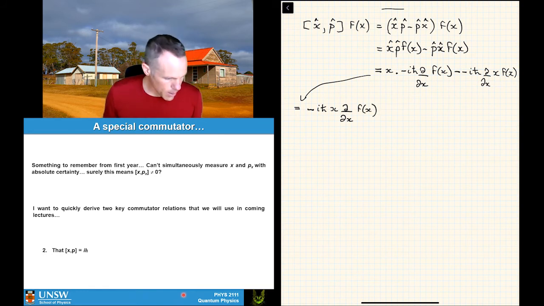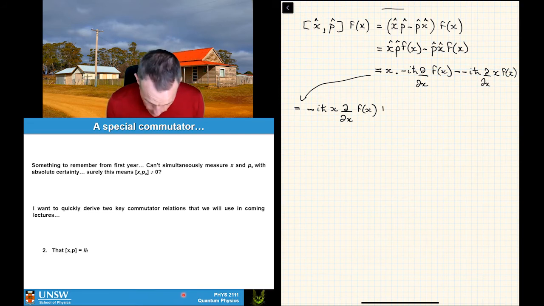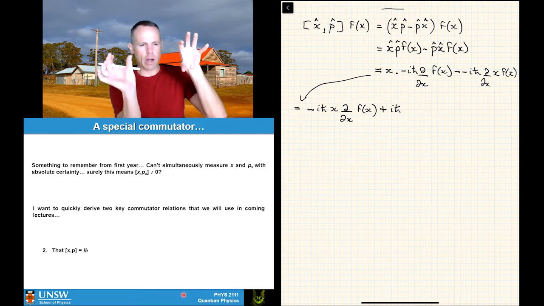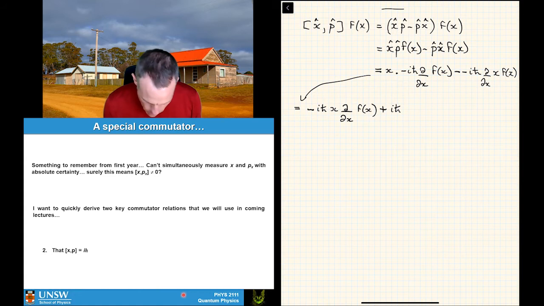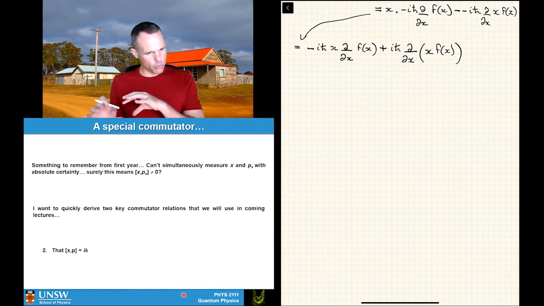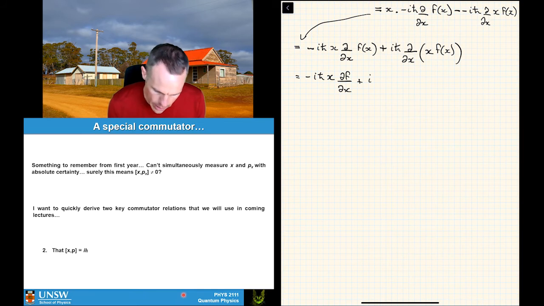And then cleaning up the right-hand side, the minus and the minus gives me a plus. My i h bar are already at the front, so I've got i h bar. And now my d on dx will operate on the product of x and f of x. So the correct way to write this would be d on dx of x f of x, like so. Okay? Now what I'm going to do is work through and do the derivative. So this would be minus i h bar x df on dx plus i h bar.